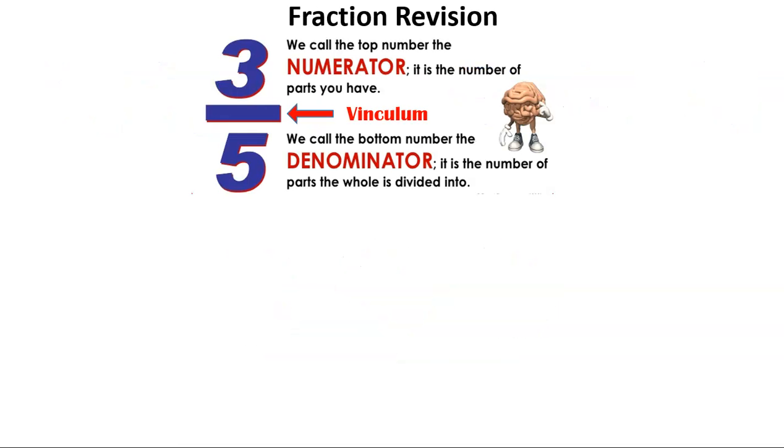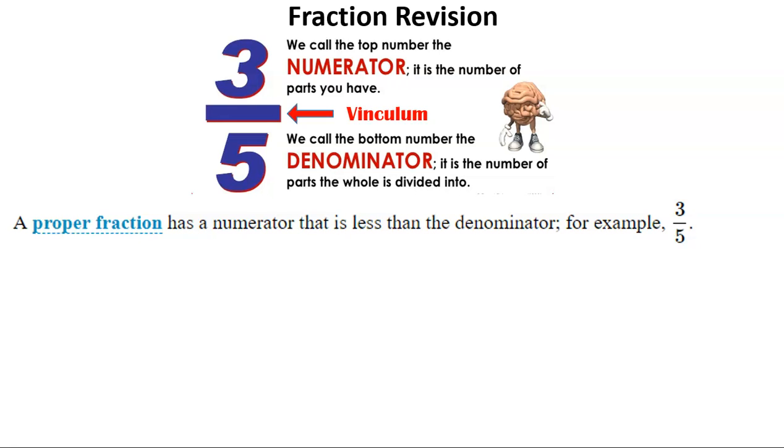Quick recap on what we've covered so far with fractions. You already have these notes in your book. You do not need to copy them. We call the top number the numerator. It's the number of parts that we have. We call the line that separates our fraction our vinculum. And we call the bottom number our denominator. So we can say 3 parts out of 5. We can say 3/5.